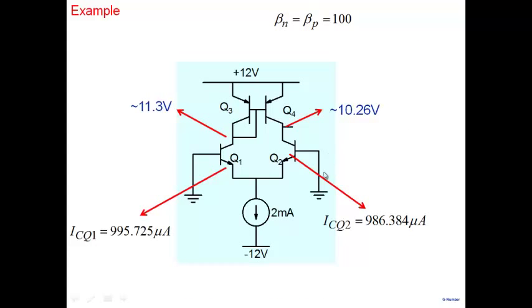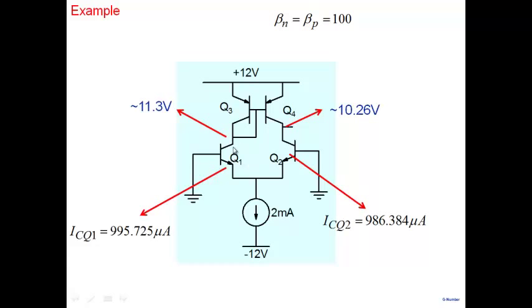So I have a differential pair, biased at 2 milliamperes, and this node is 11.3, almost like a 0.7 volt drop here, and this node is 10.26 here, and this is also biased in active mode. This voltage will not be equal to 11.3, and you can see why, because the currents in these two transistors are a little different here. You can see this is 995.725 here, and this is 986 point here. The currents are a little different here.